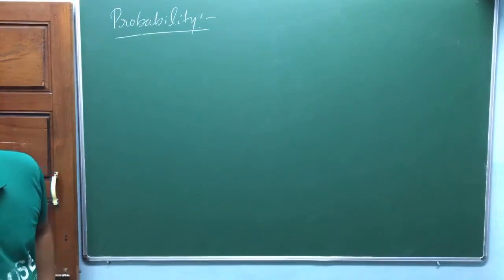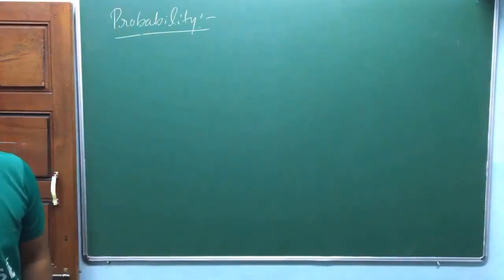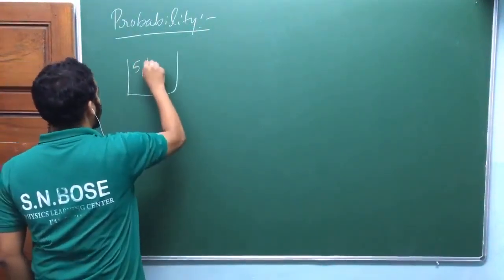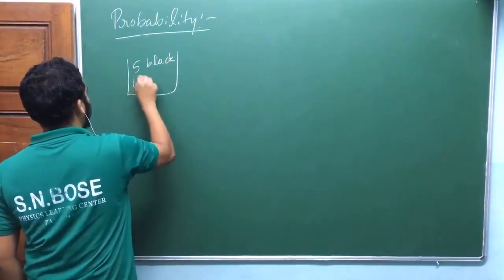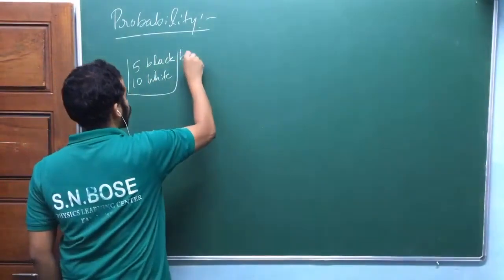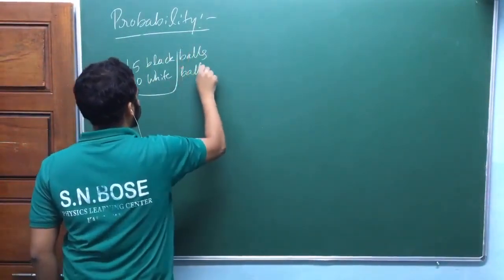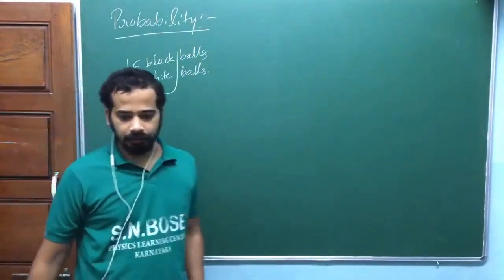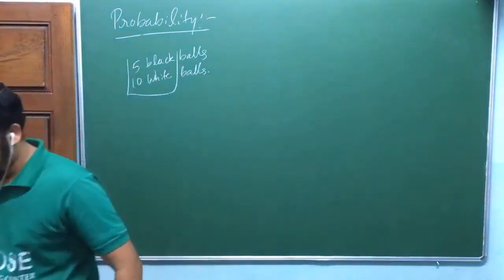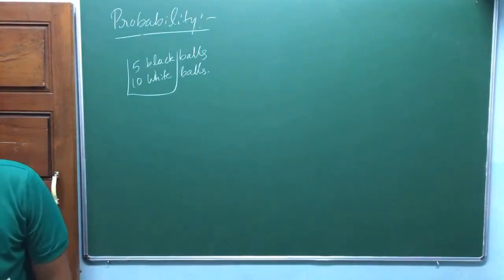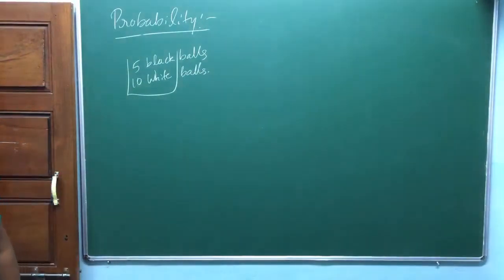Look at here. There are 5 black balls and 10 white balls in a box, okay? I have a box. Inside the box you have 5 black balls and 10 white balls. Is that okay? Now look at here. We draw 1 ball at random.